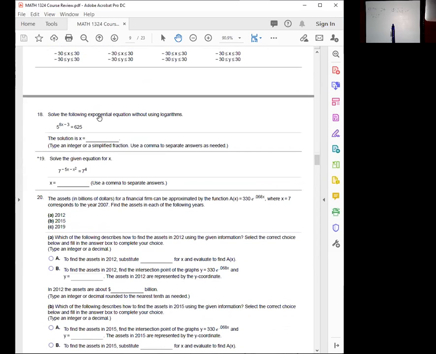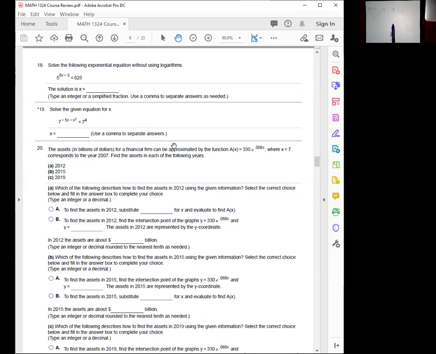18, we need to use our log properties to solve this exponential. Let's do 18. To solve the following, 5 to the 8x minus 3 equals 625. Well, I guess we'll take a break after. Well, maybe. Yeah, let's take a break here. This one might be long. So it's 720. Let's come back at 735.